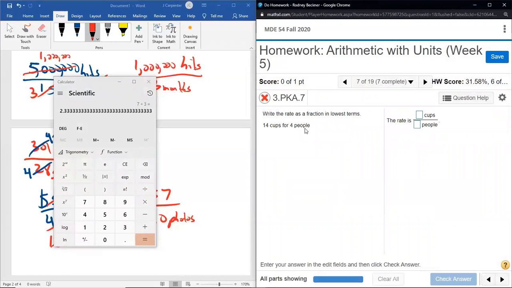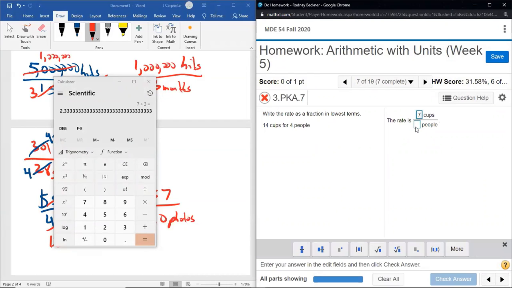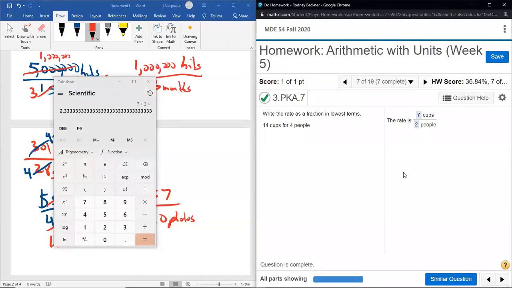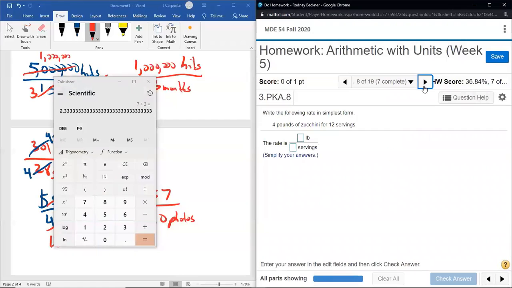14 cups for 4 people. So 2 is going to go into 14 7 times. 2 is going to go into 4 twice. So that would be 7 cups for 2 people, which is a unit rate, turns out to be 3.5. So that problem, now we've got some more caffeine addicted people in the group. All right. 4 pounds of zucchini for 12 servings of food, I guess.